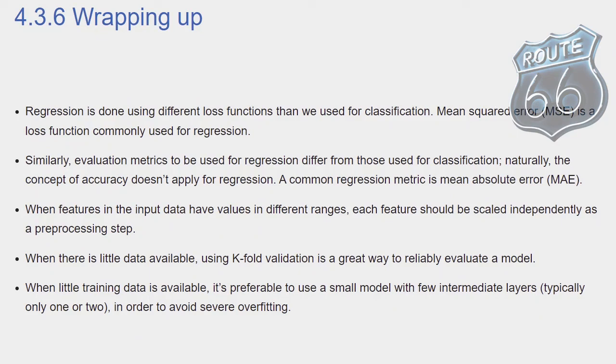When features in the input data have values in different ranges, each feature should be scaled independently as a pre-processing step. When there is little data available, using k-fold validation is a great way to reliably evaluate a model. When little training data is available, it's preferable to use a small model with few intermediate layers, typically only 1 or 2, in order to avoid severe overfitting.